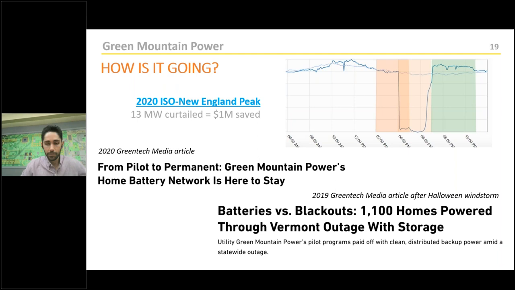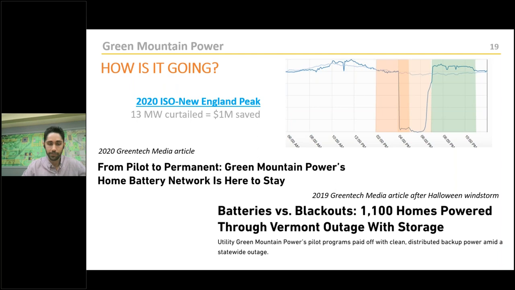Great, so a little bit about how the fleet has performed. You can see up top, this was last year's ISO New England peak, and we were able to deploy 13 megawatts of aggregated batteries, which at that level is actually the second largest generator if you take the aggregate capacity in Vermont, behind only a wood chip burning plant in the Burlington area. And that translated directly into $1 million saved.